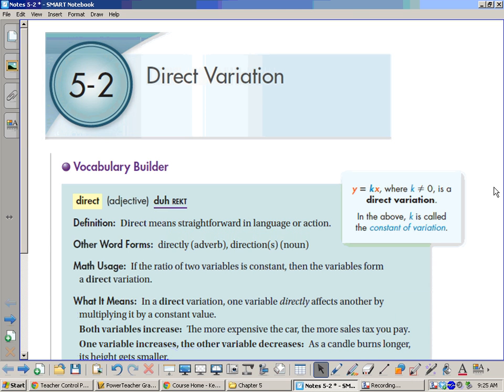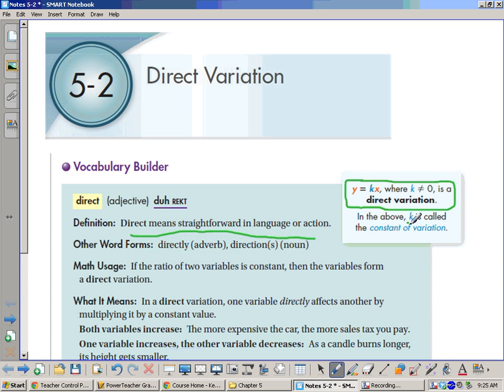Good afternoon, algebra class. Today we'll be working with direct variation, and direct variation is just an equation to a line, and direct meaning something that is straightforward. So we're talking about something being straightforward in language. But here's the equation to a direct variation, and you should be familiar with it. You probably have seen it. If not, we'll be working with it.